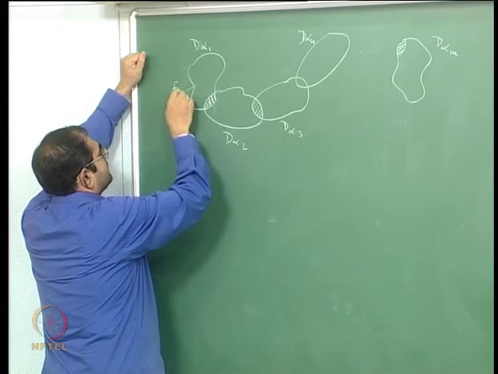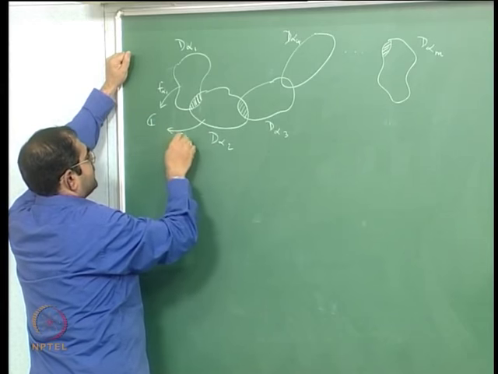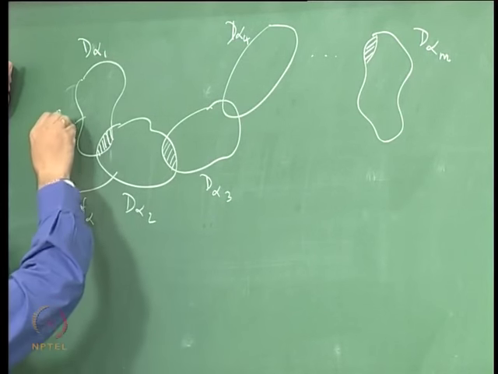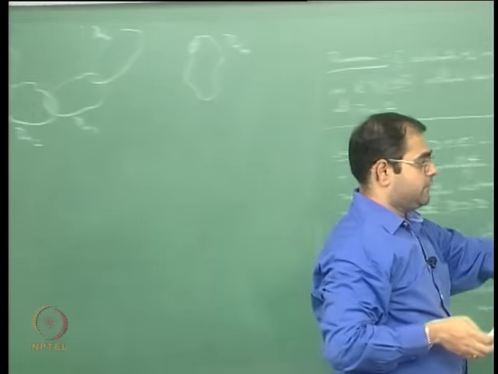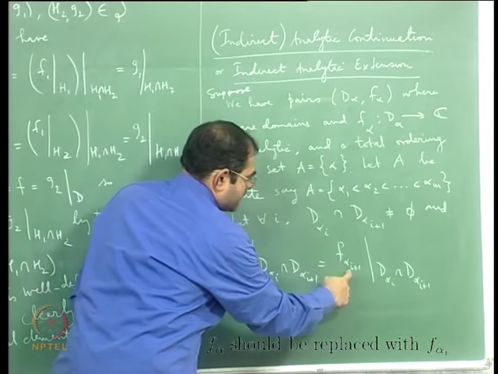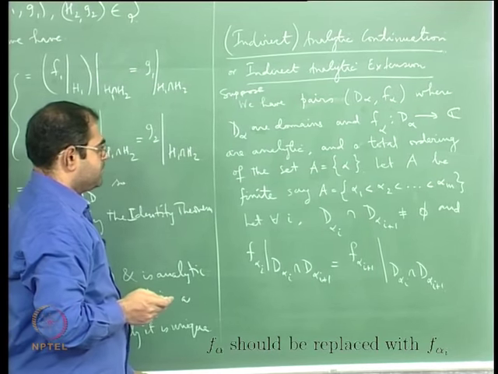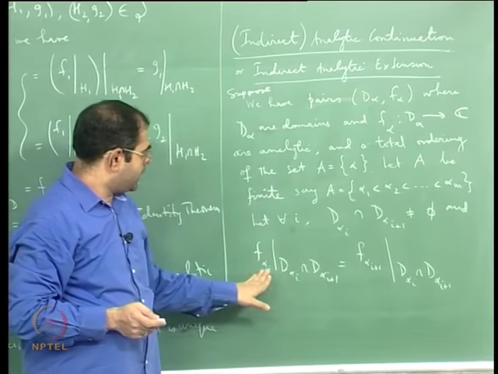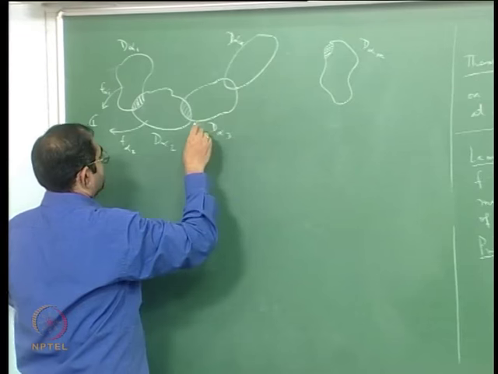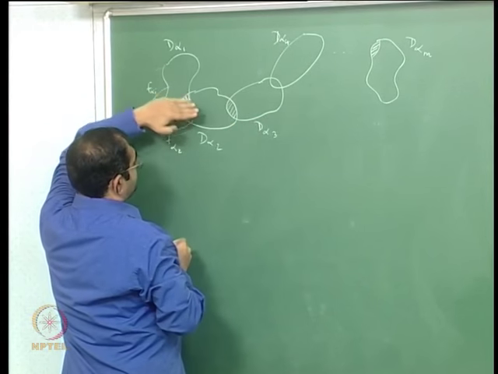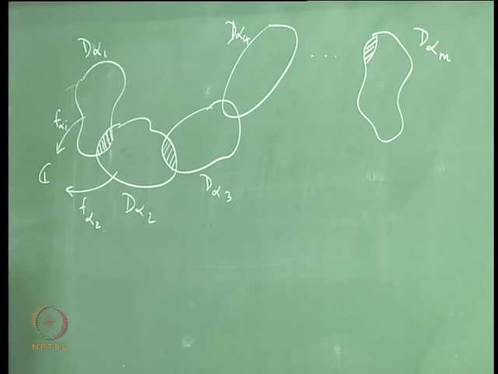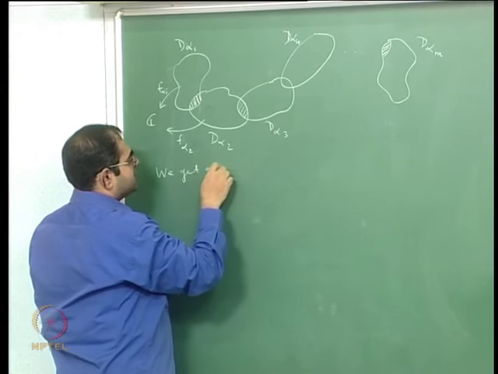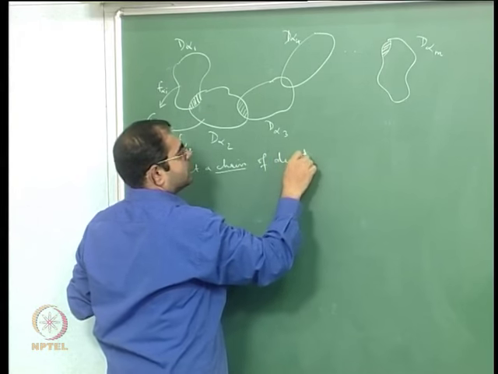What is happening is that I have a function f alpha 1 which is analytic on d alpha 1 with values in C, and a function f alpha 2 which is analytic on d alpha 2, also complex valued, and on this intersection f alpha 1 and f alpha 2 agree. So here it should be alpha i and this should be alpha i plus 1, and of course I will have to take i from 1 to m minus 1 for this to make sense. So you can see what is happening. In other words, what you have is a chain of direct analytic continuations.